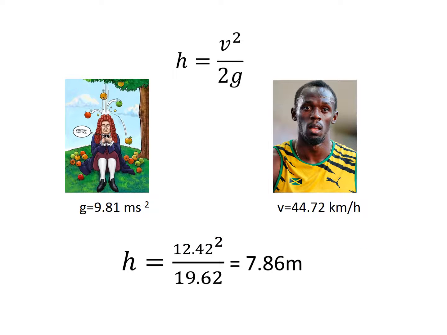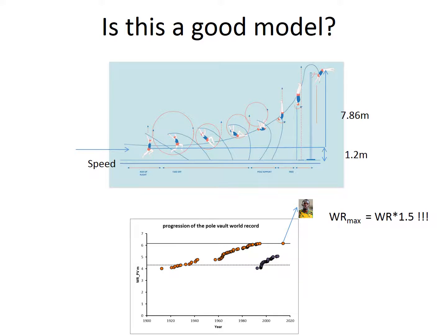So we can then plug those numbers into the height, and you can do that in your own time. And notice that I'm now quoting the answer to the lowest number of significant figures that I was given information, which in this case was gravity. So 7.86 meters. So 7.86 meters is the highest increase in potential energy that you get while pole vaulting.